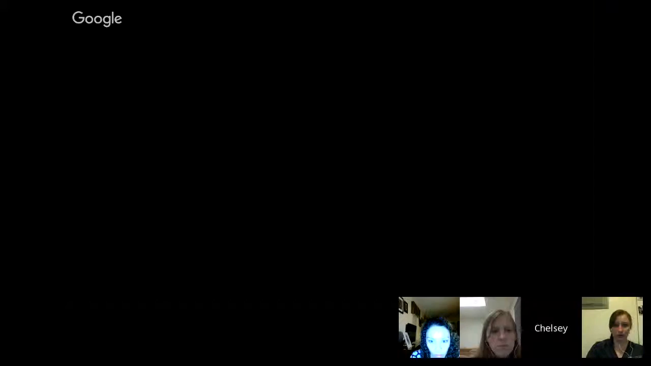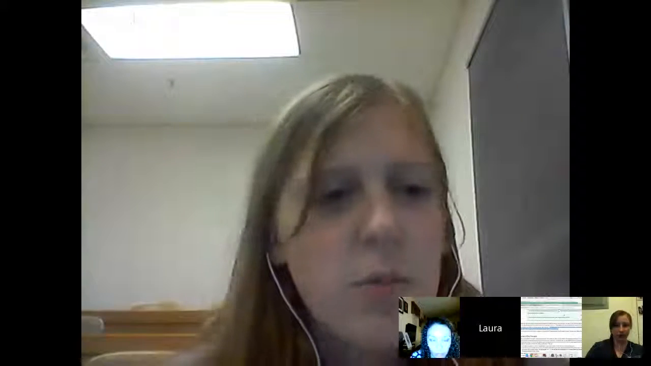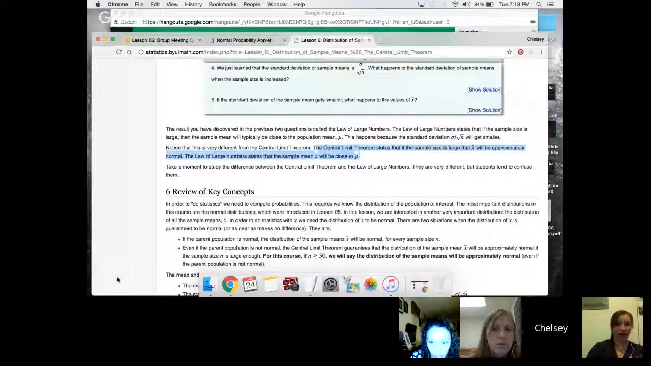I think it's C, yes. Yeah, B, I think. Can I ask why it's not D? Because look right here. The central limit theorem states that if the sample size is large, that x bar will approximately be normal. The law of large numbers states that the sample mean x bar will be close to the population. But D doesn't say that it'll be close to the population though. It will approximately be normal. But that's the law of large numbers, though, not the central limit theorem, right? Yeah, I'm pretty sure.